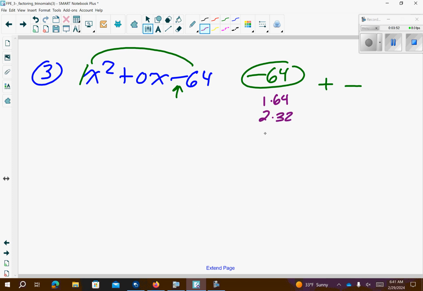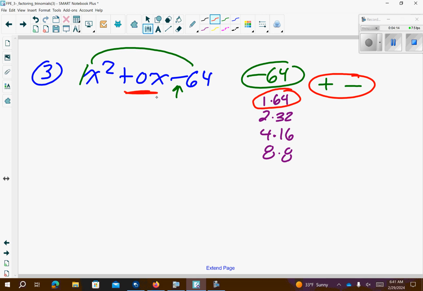2 times 32. 4 times 16. 5 doesn't work, 6 doesn't work, 7 doesn't work, 8 works, 8 and 8. Okay, so now I need to remember, one's positive, one's negative. If one's positive and one's negative, will that give me 0? No. If one's positive and one negative there, and I add them together, would I get 0? No, I'd either get 30 or negative 30. Here, if one's positive, one's negative, I would get either positive 12 or negative 12, depending upon which one's negative.